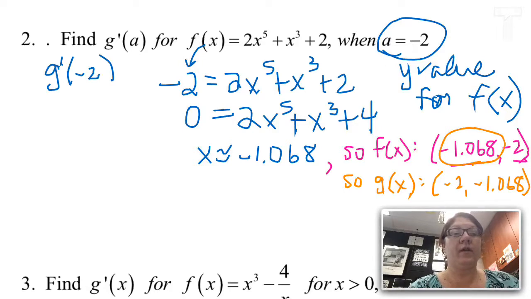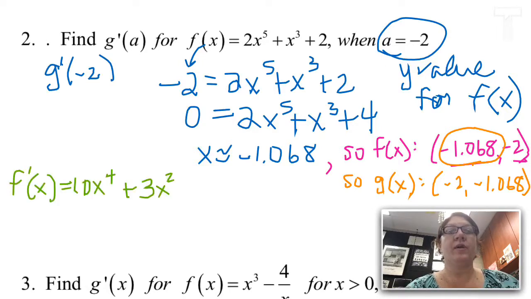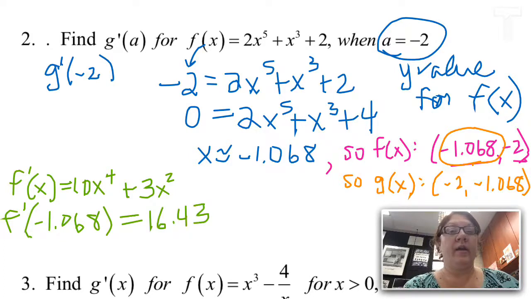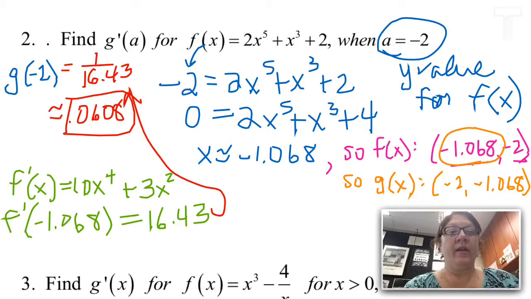So first I have to find the slope. So there's my slope, my first derivative, and now I want to know that slope at negative 1.068. So again, I'll use my calculator to get it. And there it is. And now I'm going to take the reciprocal of that. And there it is.